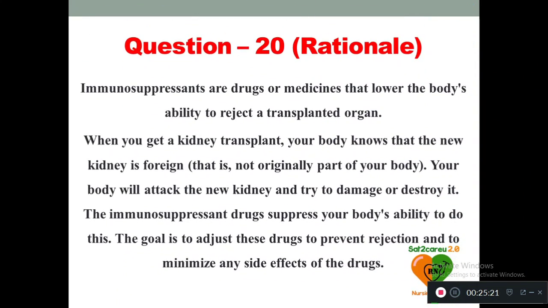The rationale is immunosuppressants are drugs that lower the body's ability to reject a transplanted organ. When you get a kidney transplant, your body knows that the new kidney is foreign, not originally part of your body. Your body will attack the new kidney and try to damage or destroy it. The immunosuppressant drugs suppress your body's ability to do this. The goal is to adjust these drugs to prevent rejection and to minimize the side effects of the particular drug.